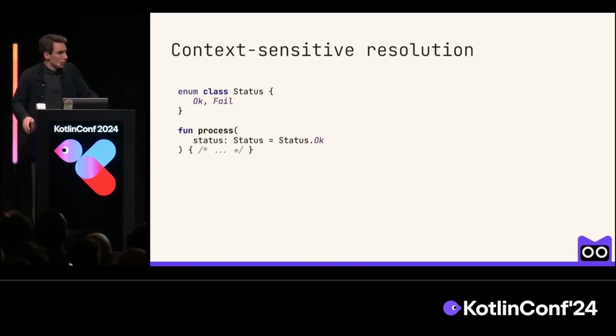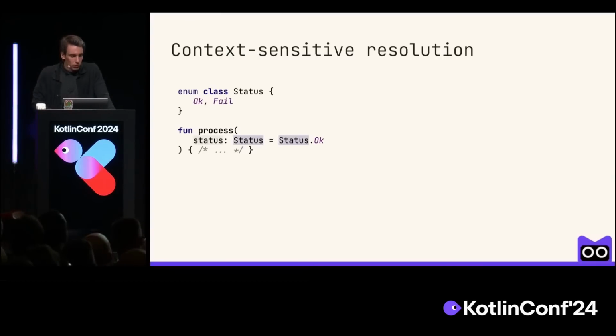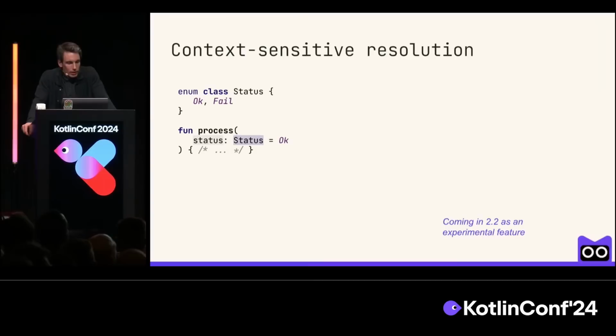And the feature is also applicable to all the places where the expected type is well known. And one of such places is the addition of default values to parameters. So here we again repeat the status a few times, and I think that's enough. So with the context-sensitive resolution feature, it will be possible to omit status on the right-hand side. And we are going to release this feature in 2.2 as experimental.